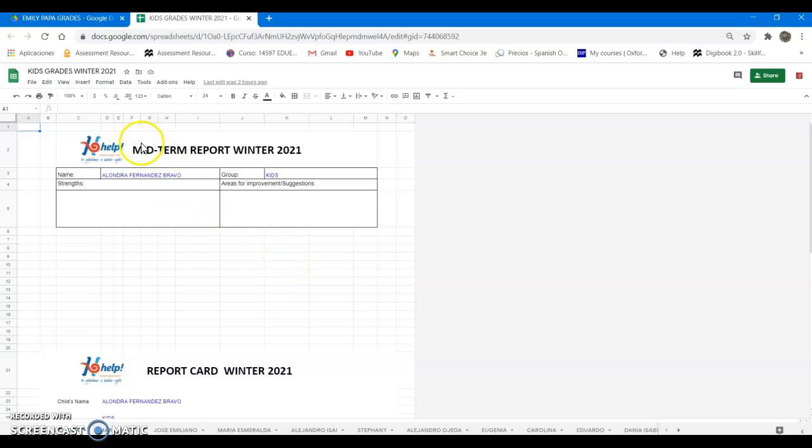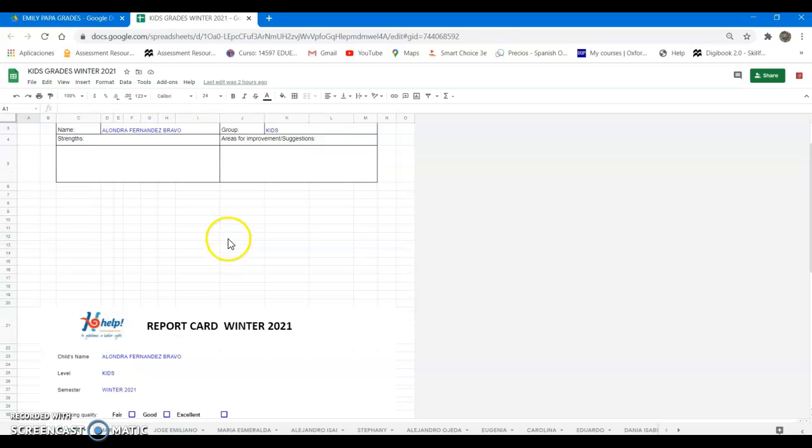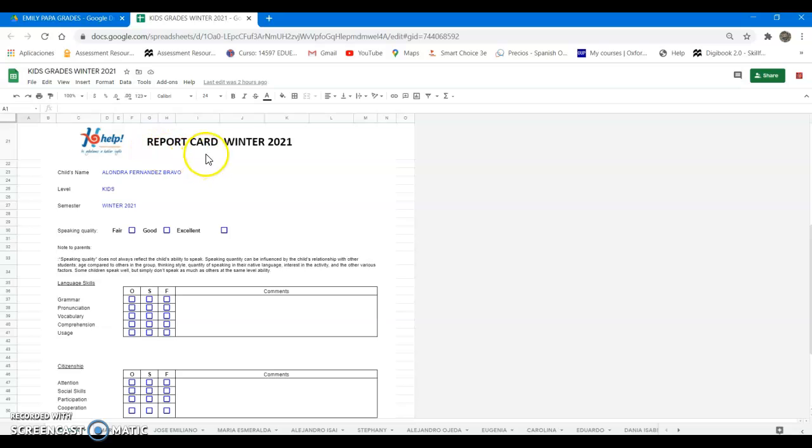The midterm report must be done before February 24th. The final report card has to be done before April 23rd.